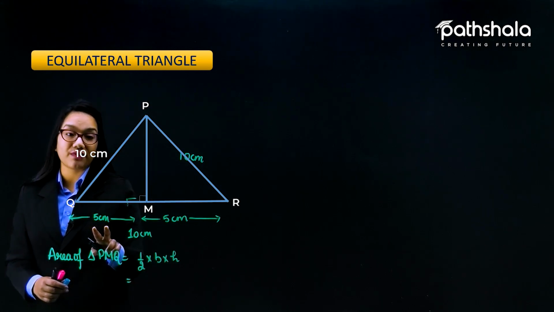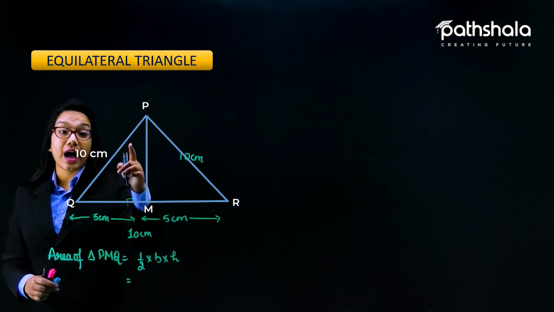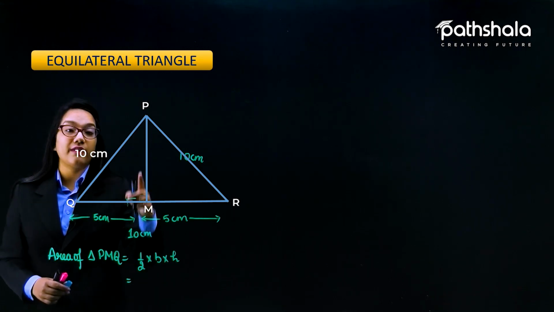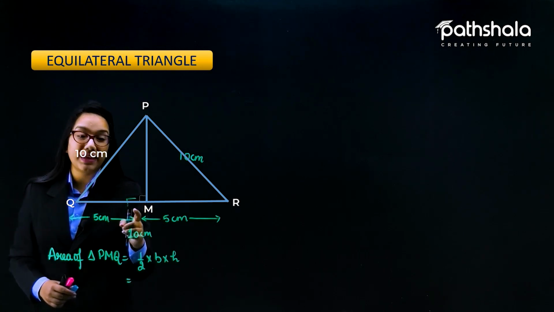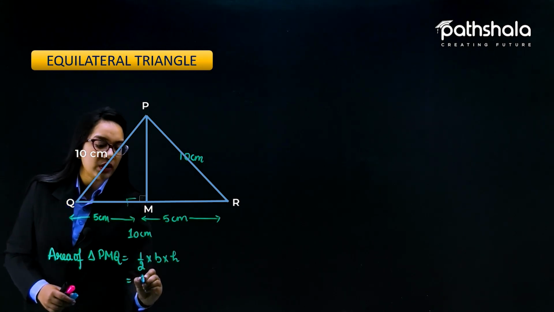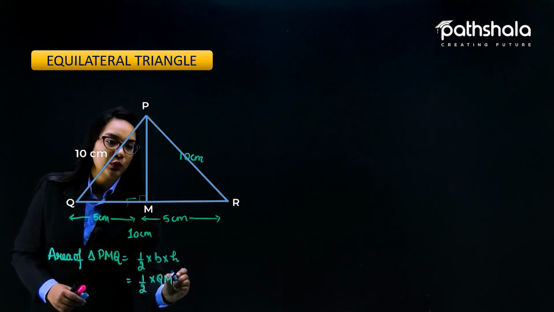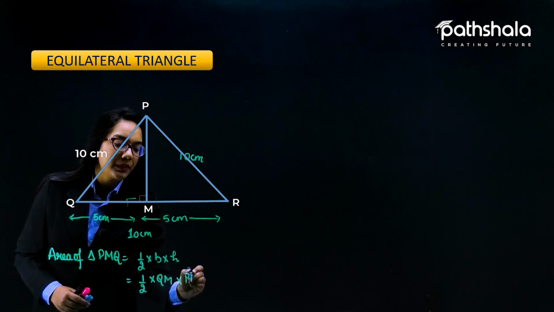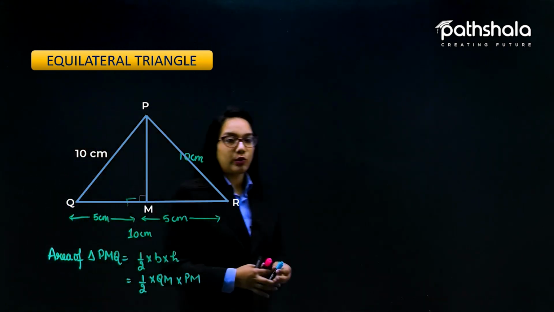So I am taking the base as 5, and further as we just wanted to find its height, but we do not have the measurement of this particular height, PM. So let us suppose I am writing over here half into base is QM, and we do not know PM. So let's just calculate PM. How can we calculate PM?